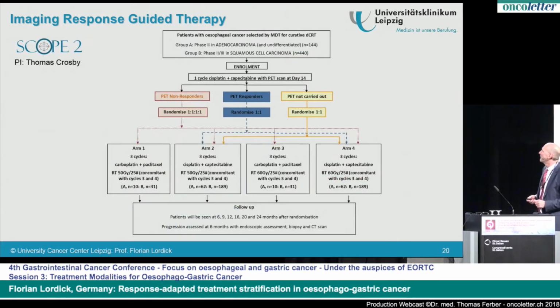Maybe I'm not fair. This is the design of the Scope 2 study, quite complicated, I have to say. Here they take the non-responders, the PET non-responders to induction therapy, cisplatin capecitabine, and randomize them to 4 groups. And the question is, can you maintain the same chemotherapy, or should you switch chemotherapy to carbotaxol? And which is the radiation dose that you should use, 50 or 60 gray?